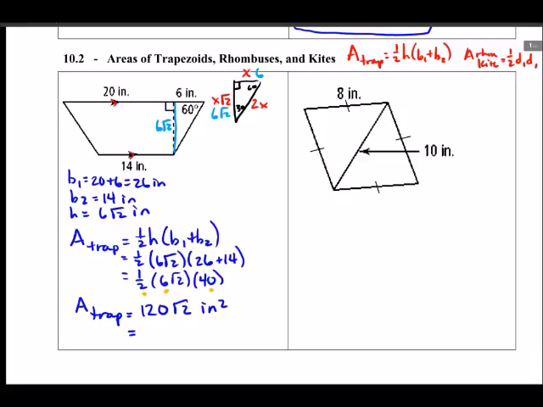Throw that into our calculator. Is that 207.9? 207.9 inches squared if we wanted to round it to the nearest tenth. So there we go. All right, next.